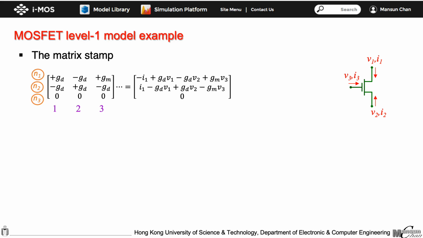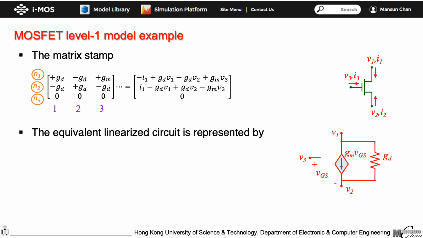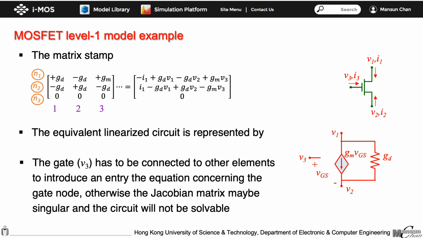Then, the matrix entries of a MOSFET will be what is given here. We can also represent the MOSFET with a linear equivalent circuit that generates the same matrix entries. The linearized circuit is shown here. You should pay some attention to the matrix as the MOSFET generates all zero entries to the gate node of the matrix. It may result in a singular Jacobian matrix. To avoid singularity, the gate terminal has to be connected to some other circuit elements to generate some non-zero entries to the equation representing the gate node in the circuit equations.